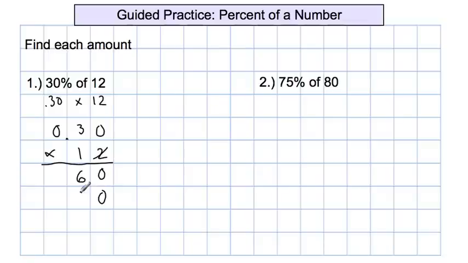Placeholder. 1 times 0 is 0, 1 times 3 is 3, and then 1 times 0 is 0. But we'll just leave that one off of there. Adding them all up, you get 0, 6, and 3. And now here's the part where we need to remember how to do this. In the factors, there are 1, 2 decimal spaces, right? And so that means in the answer, there's also going to be 1, 2 decimal spaces, and there we have it. So 30% of 12 is, or equals, 3.6.